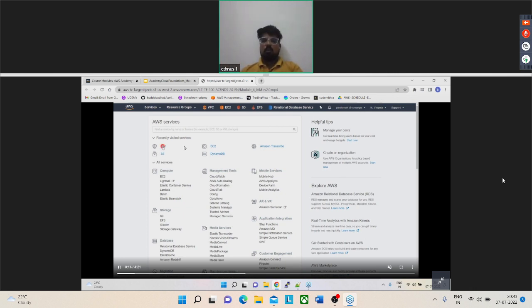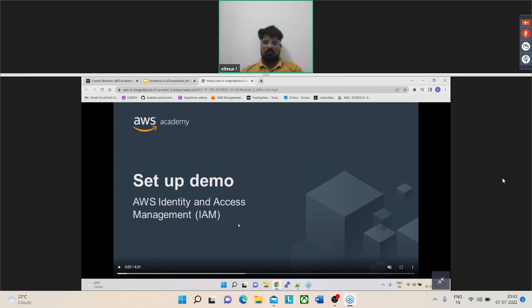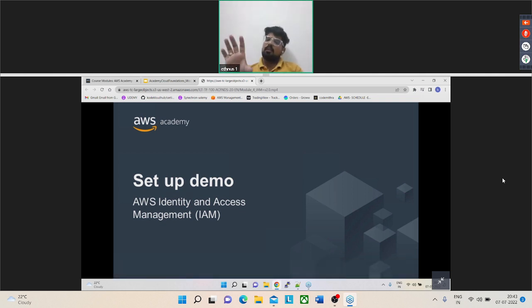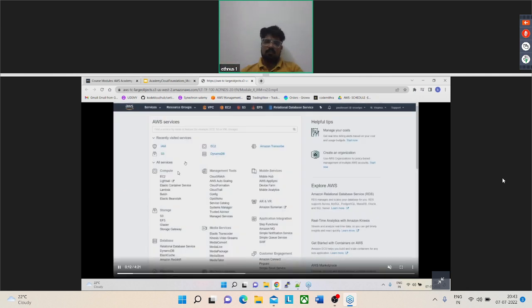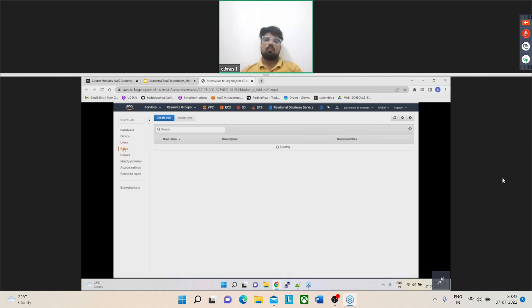Let's check it out. First, you have to log into your AWS management console. Then you can either search for the IAM service, or go to the services under security. You will find the IAM service, so just select IAM. Now you're on the IAM dashboard. Look at this. On the left-hand side, you will see groups, users, roles, and policies. Now just click on roles so that we can create one role.